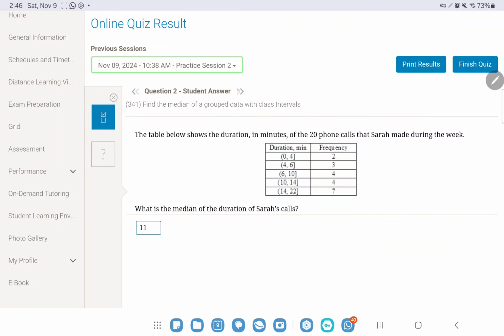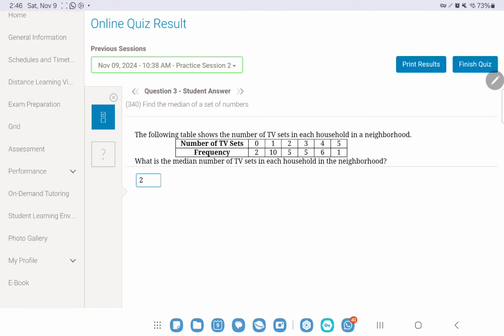Now let's move on. Let's see what they want. So what they want, the median set of TVs. Like we said, median means midpoint. To find the midpoint, you're gonna find the position of it. So you're gonna find how many TV sets are in this neighborhood. Then you're gonna divide it. You're gonna add 1 and divide by 2.